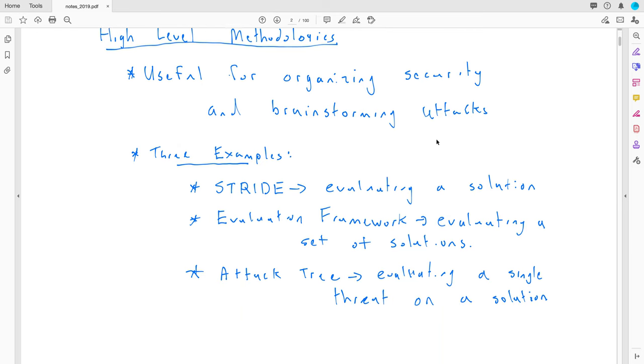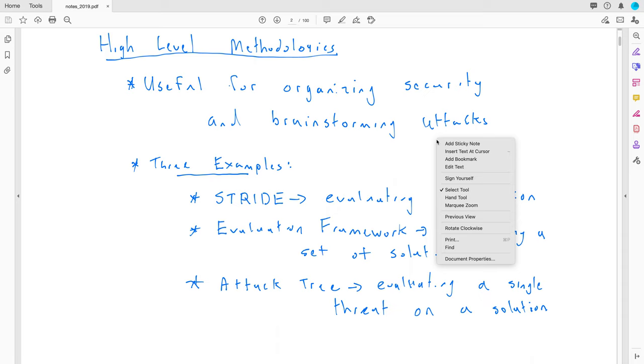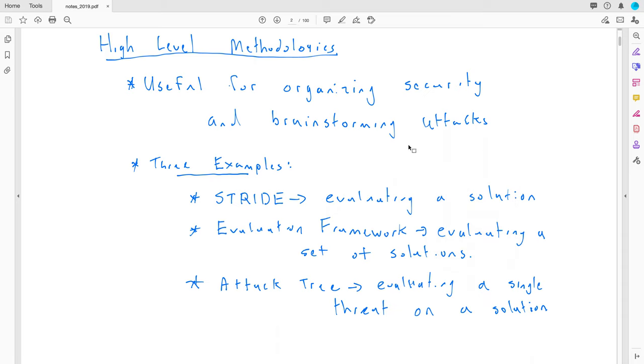And so it gives you basically a starting point. You can think of it as a brainstorming exercise. It gives you something to do on day one. So day one, your employer gives you something and says, is it secure? You can say, well, maybe I could use Stride or an attack tree or something like that. And it gives you something to do until you figure out exactly how you want to evaluate it.